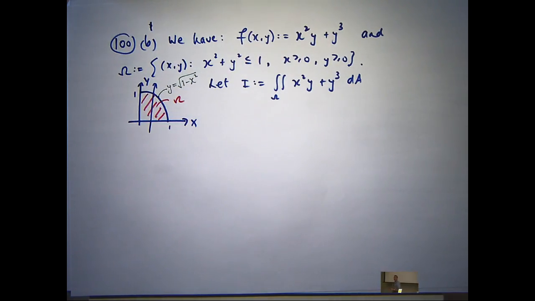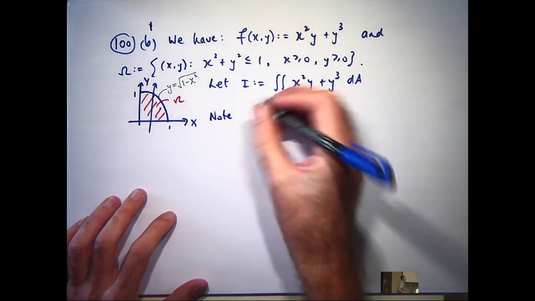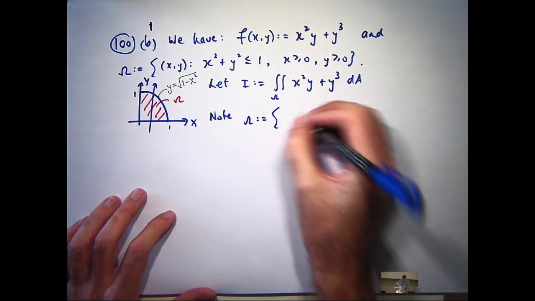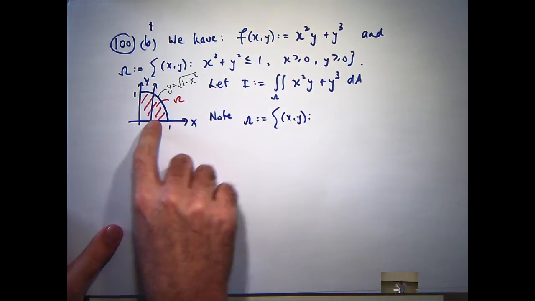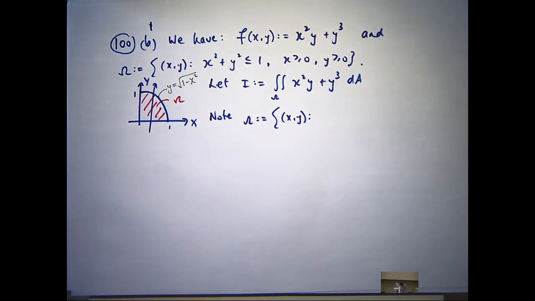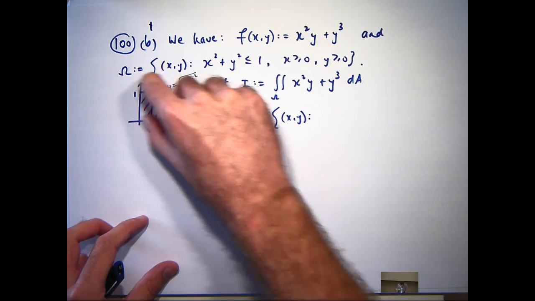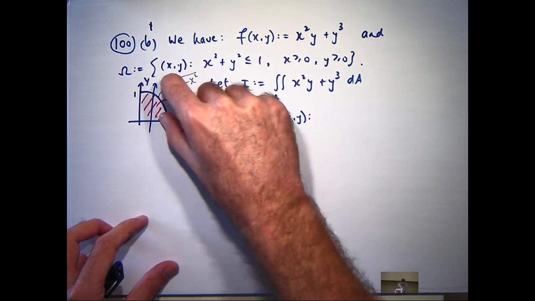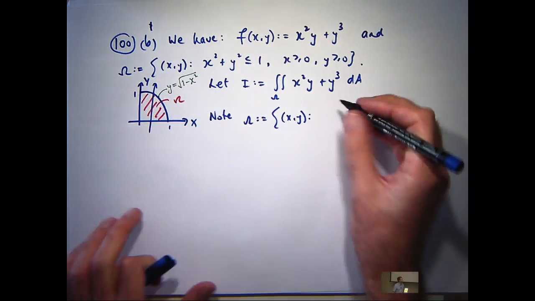So, in terms of our description of omega in terms of bounding functions, y is going to be greater than or equal to 0, but less than root 1 minus x squared. What about the x bounds? What are they going to be? Yeah, 0 to 1. So all I need to do is take this vertical line and shift it and see how far I need to go along the x-axis to cover the entire quarter disk. So it would be between 0 and 1.